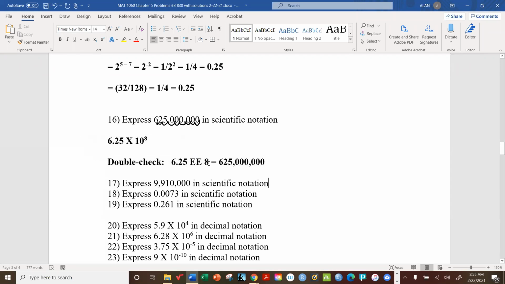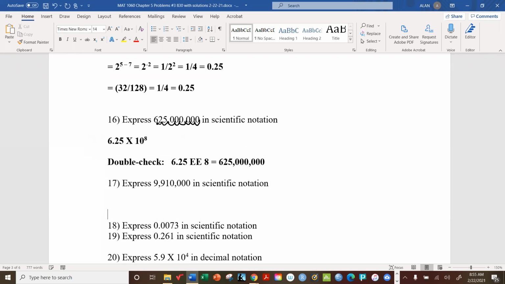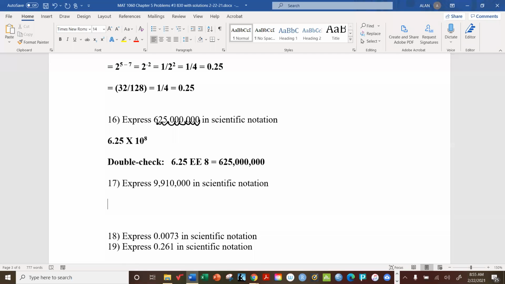Now, if you got the wrong answer, then you should be able to figure out why. If it's too small or too big, you should be able to adjust it so you get the right answer. And that works in both directions too, when it's small or large. So here, 9.910, we start out with that automatically. So how many places do we have to shift over? You can imagine this is your 9.910. 1, 2, 3, 4, 5, 6. Okay, so that's 6.